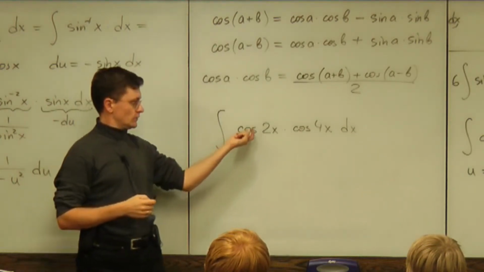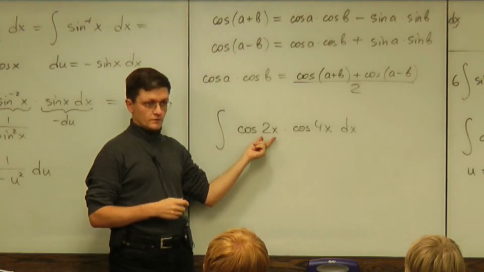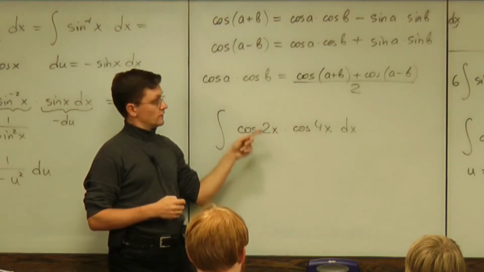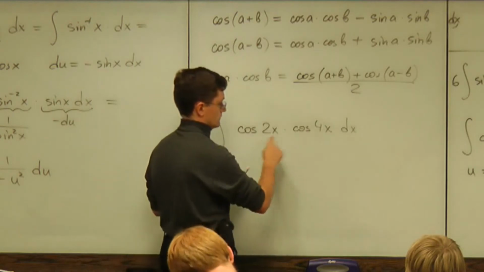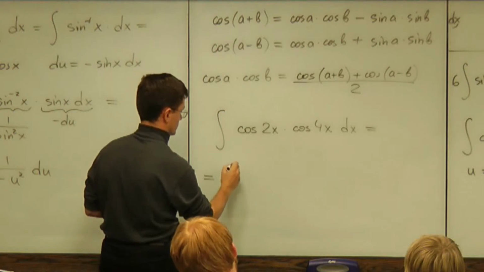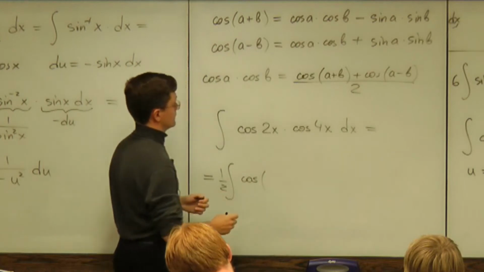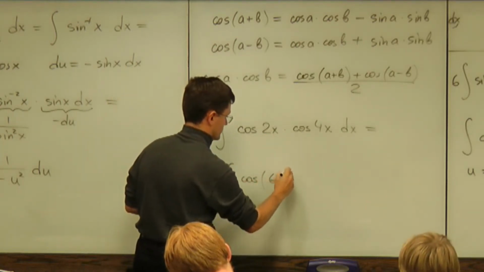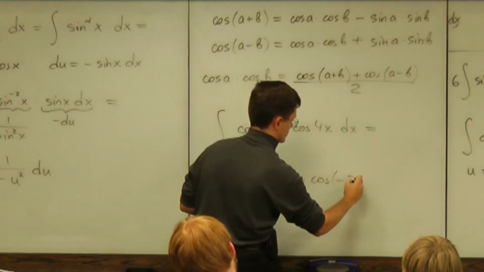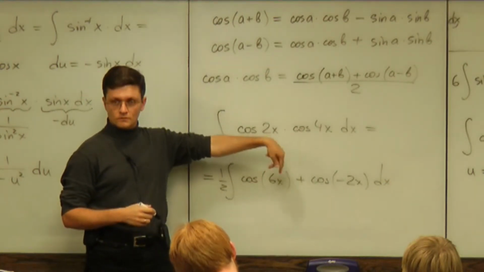Now the game here is not about the powers, it is about the arguments. And the arguments are easy and linear, but they are different. So that's the problem. And this formula allows me to write the product as a sum. And for example, for this integral, I will have a half of cosine of the sum, 6x, plus cosine of the difference, negative 2x. And we can all immediately compute each of those.